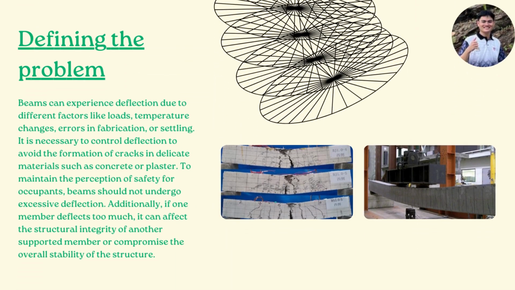Next, defining the problem. Beams can experience deflection due to different factors like load, temperature changes, error in fabrication, or settling. It is necessary to work for deflection to avoid the formation of cracked delicate material such as concrete or plaster. To maintain the perception of safety for occupants, beams should not undergo excessive deflection. Additionally, if one member deflects too much, it can affect the structural integrity of another supported member or compromise the overall stability of the structure.